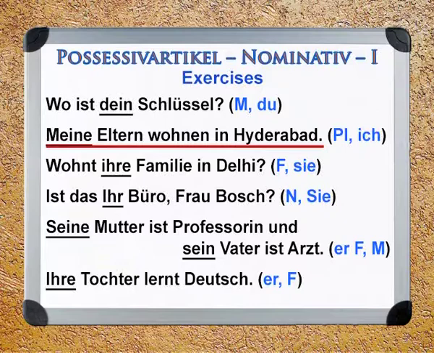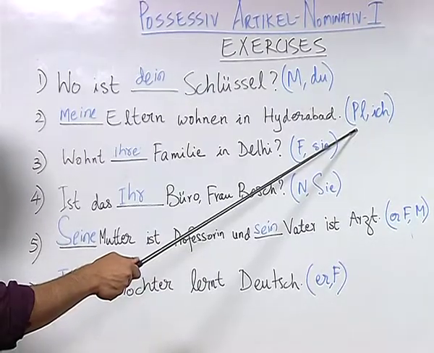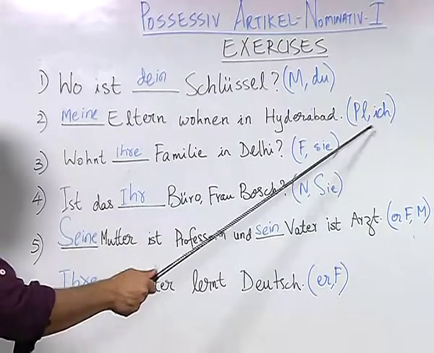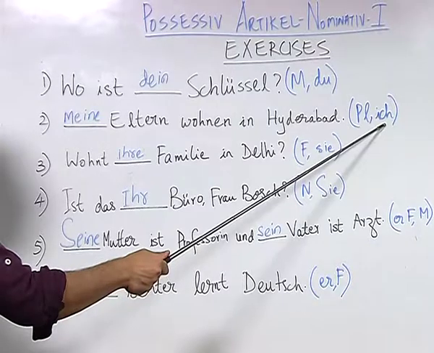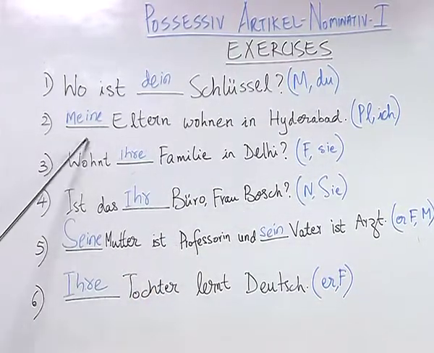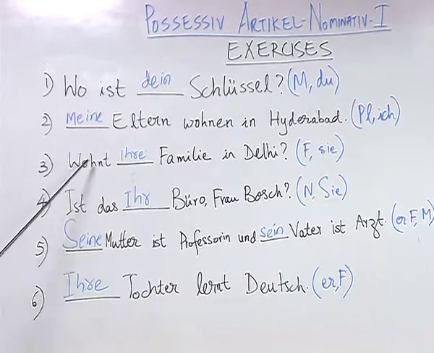Meine Eltern wohnen in Hyderabad. Here, the student correctly identified that the given noun Eltern, which means parents, is plural and the possessive article should be based on the pronoun ich. So, here the student wrote the correct possessive article.